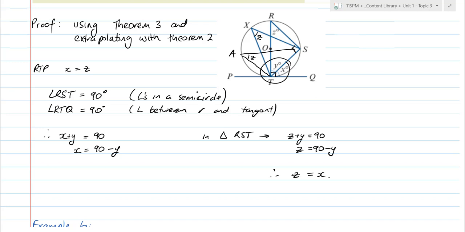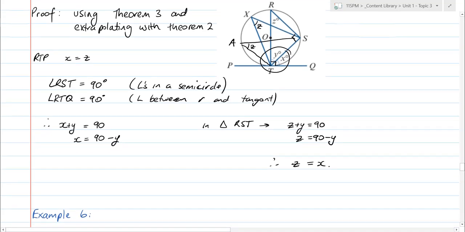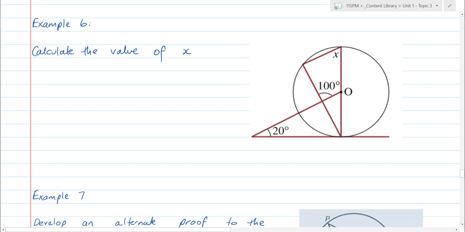And think about why it's called alternate segment theorem. So this is X, it's off a chord that creates a segment. X and the alternate angle in that segment. Alternate segment theorem. That's it for today. That's it for the tangent theorems. So example 6.